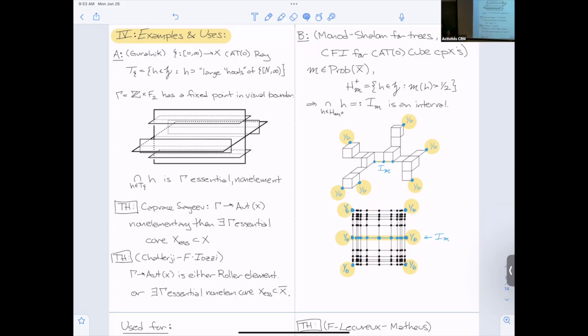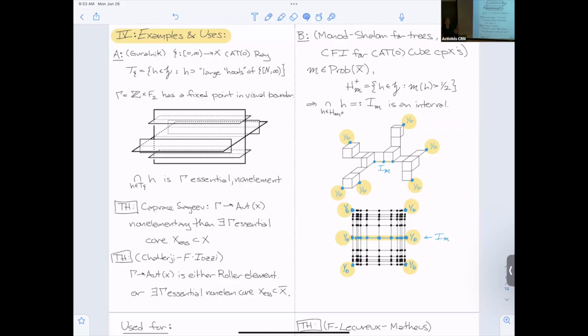Now, a second application comes from some work of Monod and Shalom for trees, where we're going to take a probability measure, and we're going to look at the half spaces which contain more than half of the measure. It's important to know here in particular that all of the half spaces, going back to the cubical vertex space X0, are clopen, they're open and closed. So in particular, they're measurable.